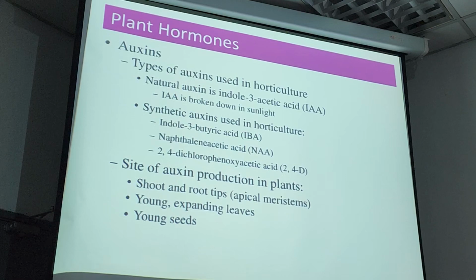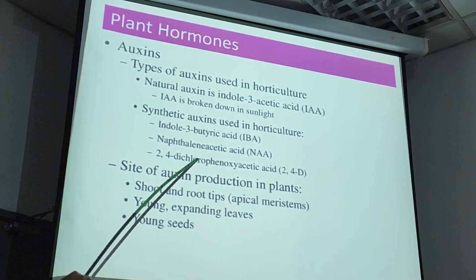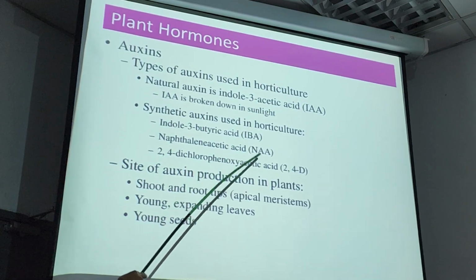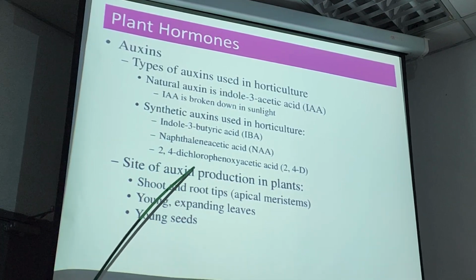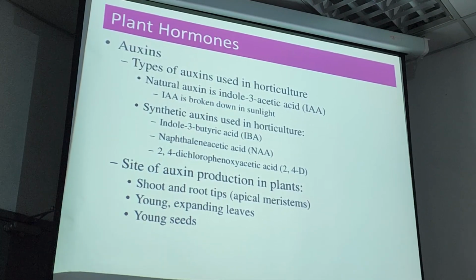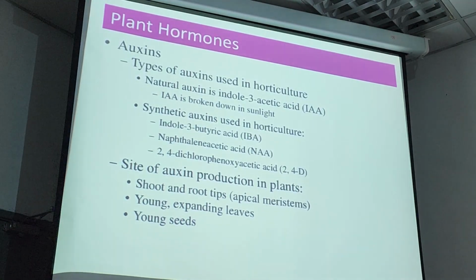Okay, and these are the commonly used auxins in horticulture. You've got IBA, NAA, naphthalene acetic acid, and also 2,4-D, 2,4-dichlorophenoxyacetic acid. How are you going to remember that? Use whatever power is left in you.